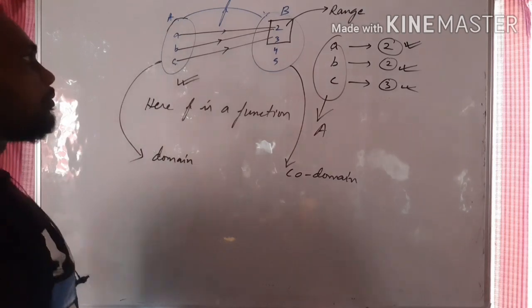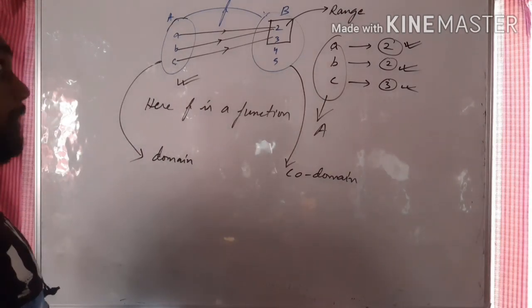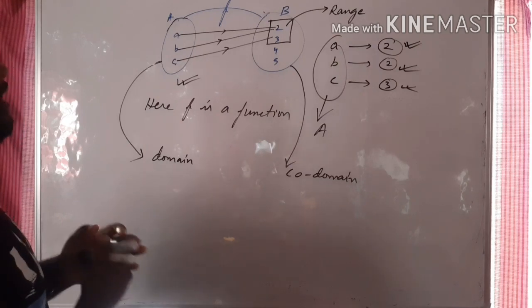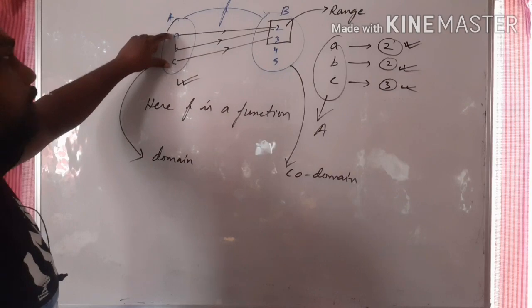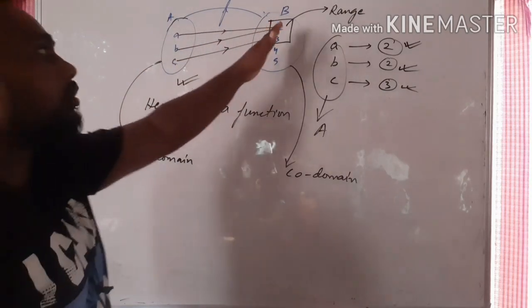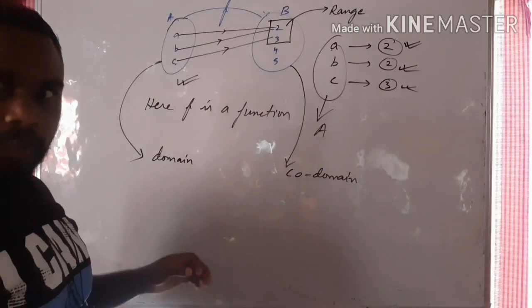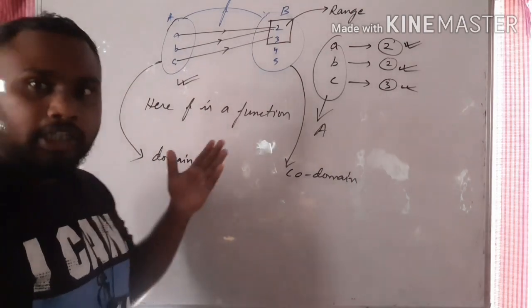Is it clear? In order that a mapping should become a function, all the elements should be related to a unique element in B. No element should be left out. You can think of it like this also.